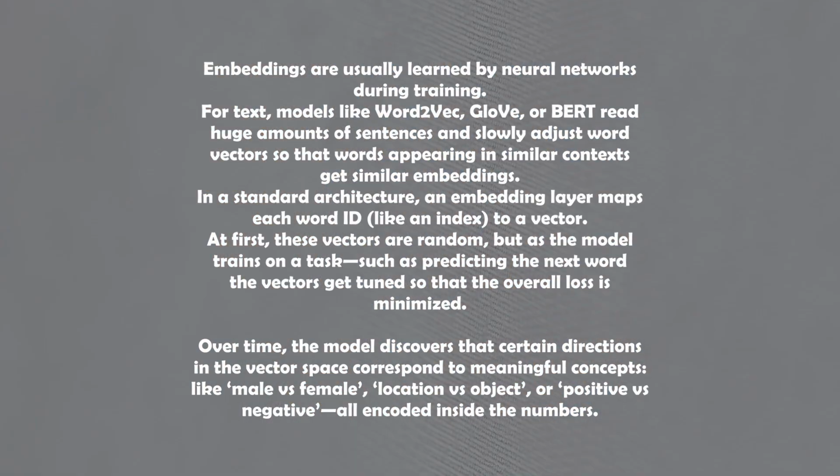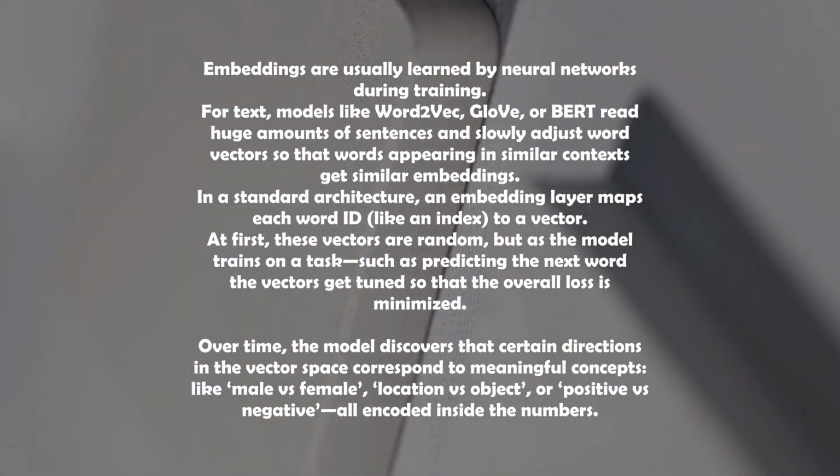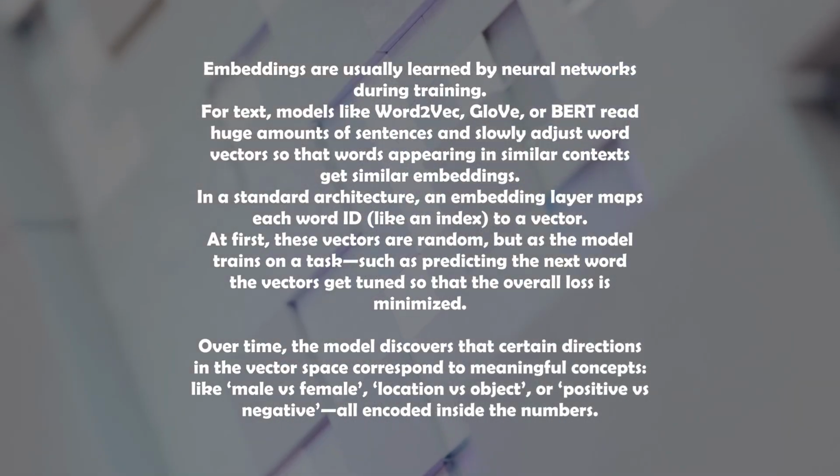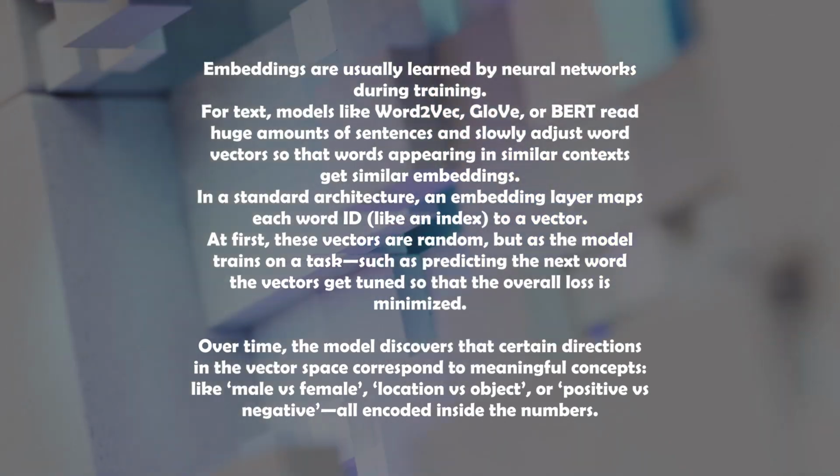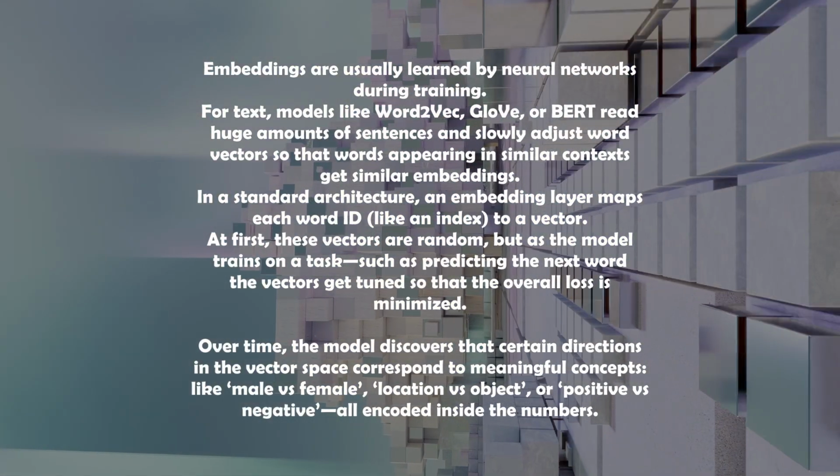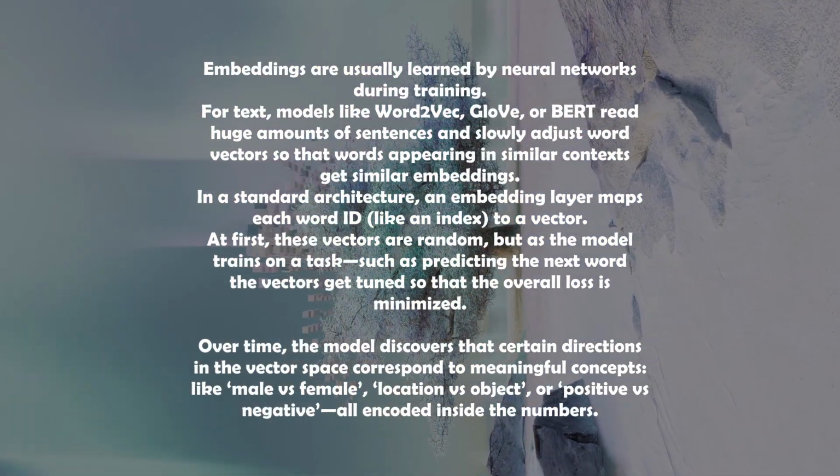So how are embeddings created? Embeddings are usually learned by neural networks during training. For text, models like word2vec, GloVe, or BERT read huge amounts of sentences and slowly adjust word vectors so that words appearing in similar contexts get similar embeddings.